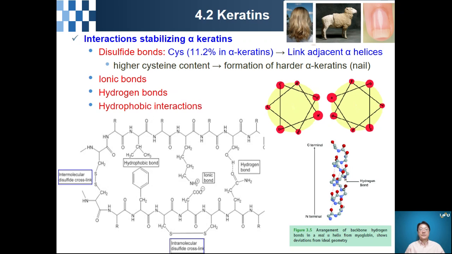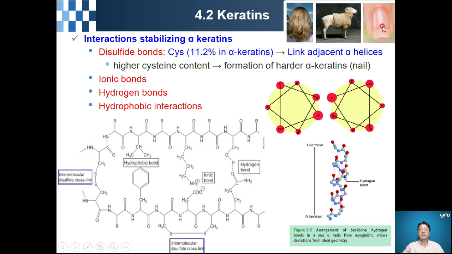So in this slide, I will explain the interactions that stabilize alpha keratin. The strongest one is the disulfide bond. Disulfide bonds happen between cysteine and cysteine. It happens between adjacent alpha helices and also within the alpha helix. The reason why the disulfide bond easily happens in alpha keratin is that the main amino acid component of alpha keratin is cysteine. The average percentage is about 11.2%. So if the alpha keratin shows higher cysteine content, for example 15%, it induces formation of harder alpha keratin, especially the nail.